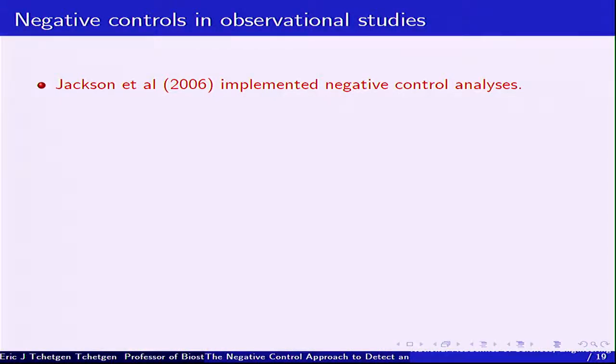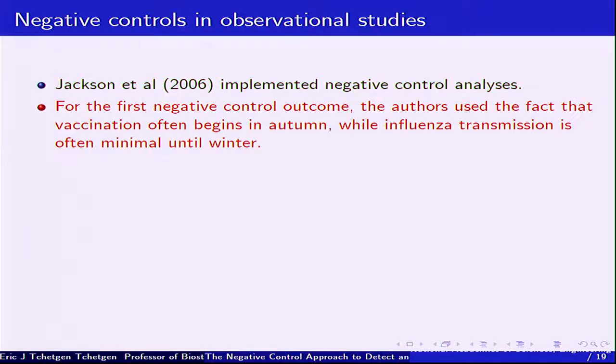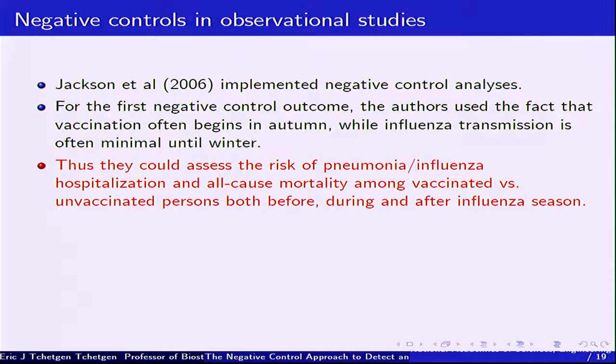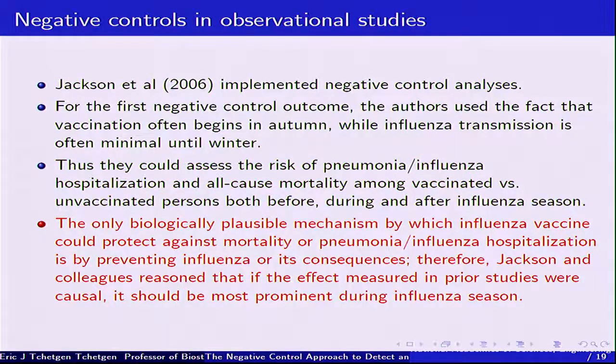In a very famous paper, Jackson et al. in 2006 implemented a negative control analysis, and they were very clever. For the first negative control, they actually did two types of analyses. For the first negative control outcome, the authors used the fact that vaccination often begins in the autumn, the fall, while influenza transmission is often minimal until winter. Thus, they could assess the risk of pneumonia, influenza hospitalization, and all-cause mortality among vaccinated versus unvaccinated, before, during, and after the influenza season.